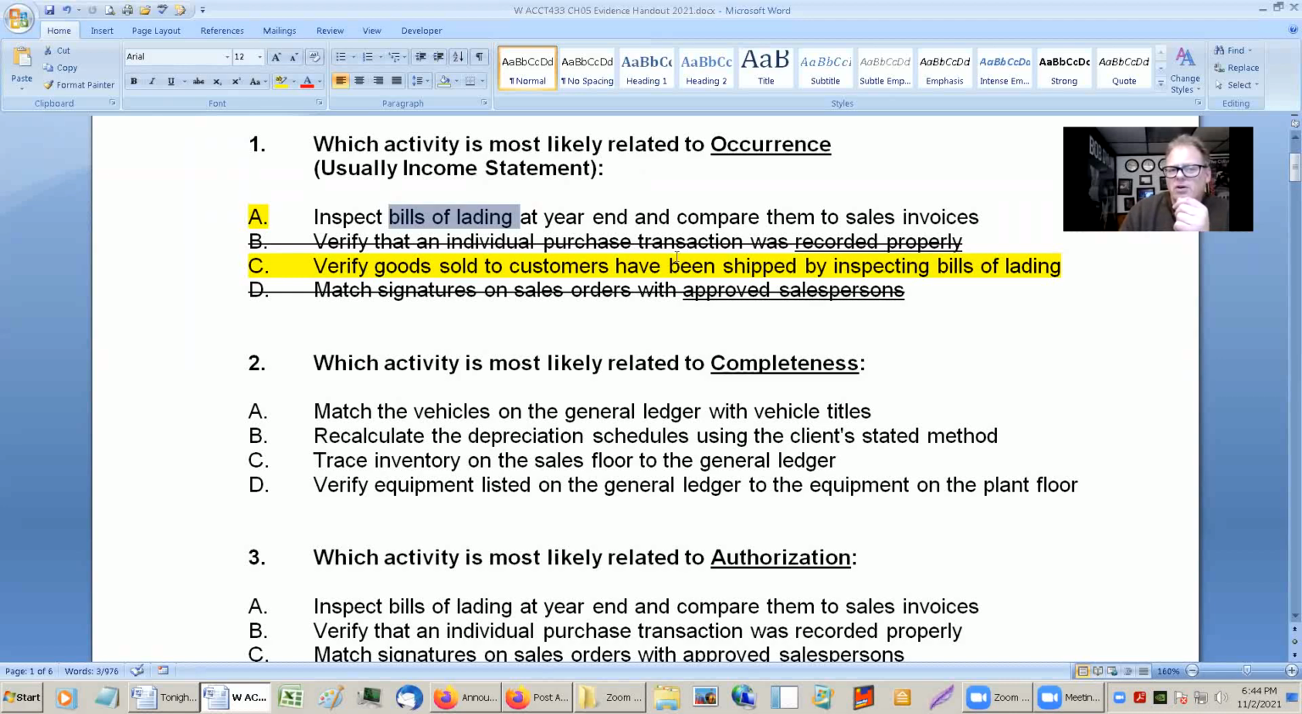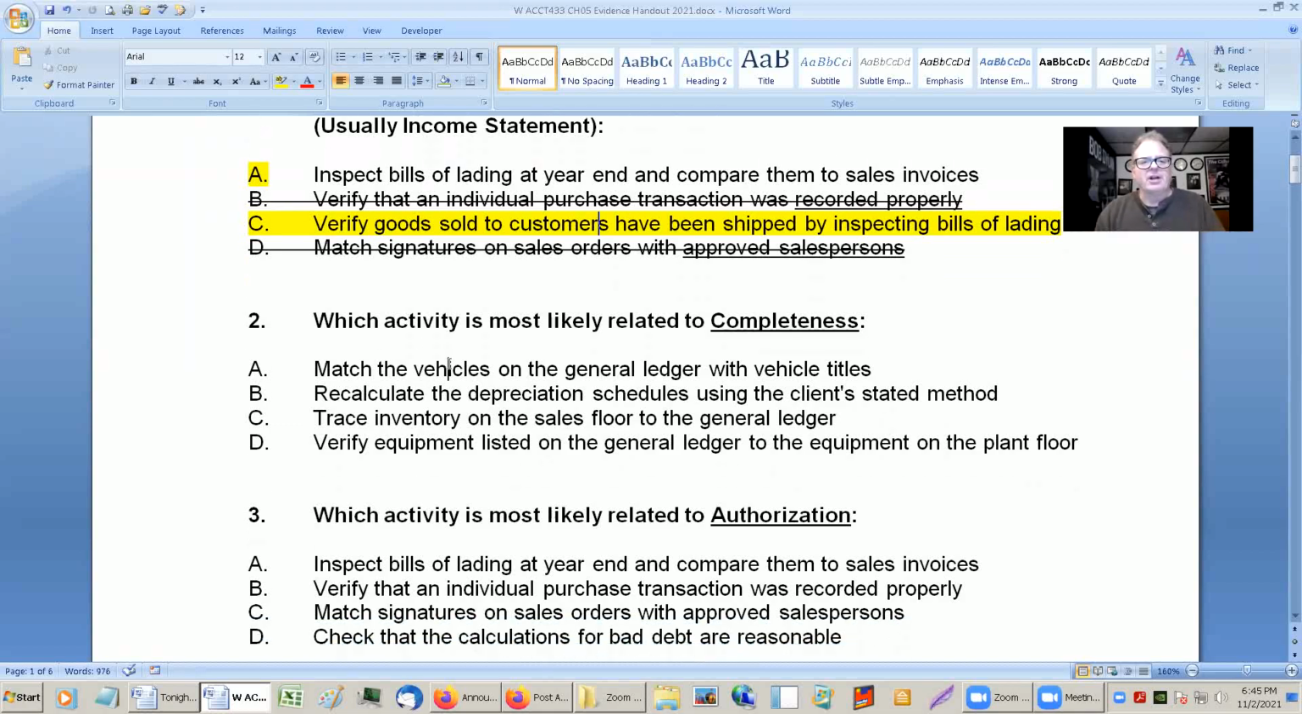So when you go to the customers, you look at the revenues, you say, okay, I'll pick one of these out and trace it through and see if there is a bill of lading. If there's no bill of lading, it's going to be very likely that it is a fictitious sale, unless they picked it up themselves or something. Okay.